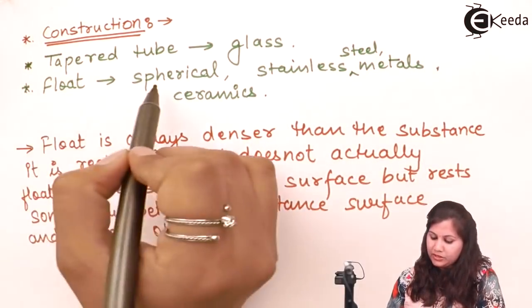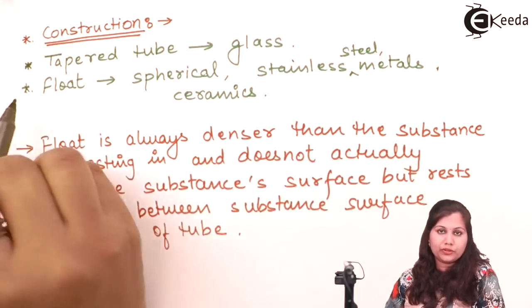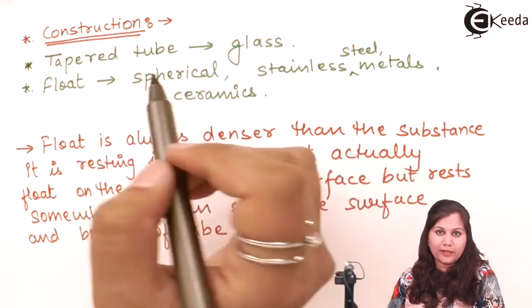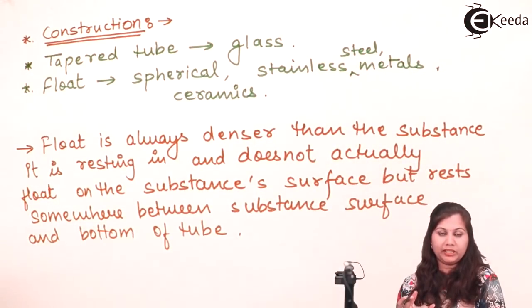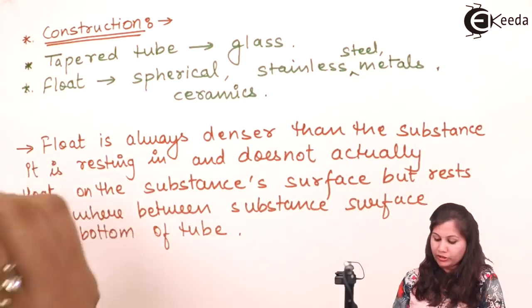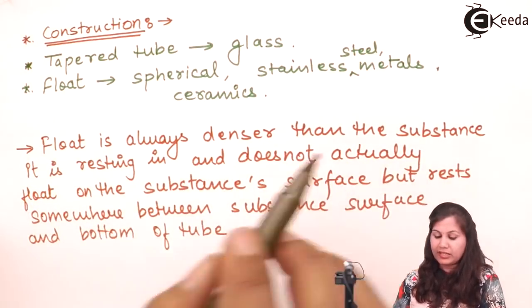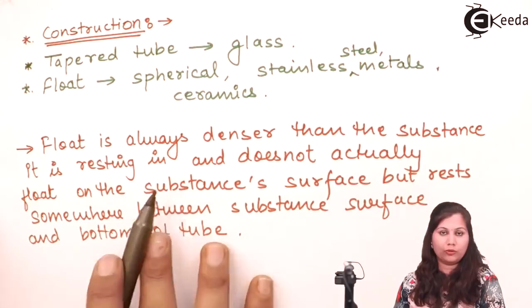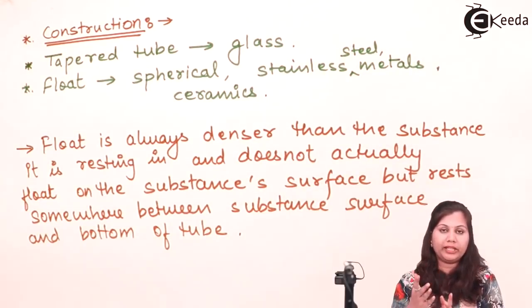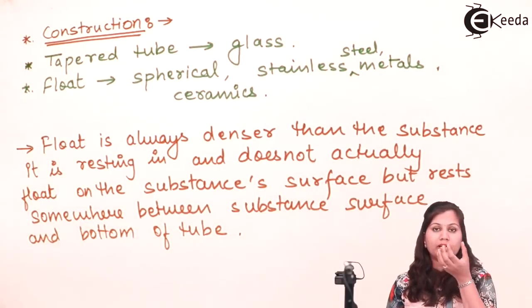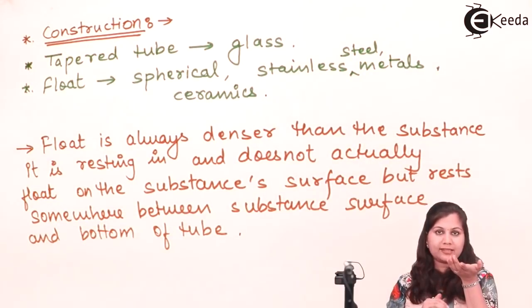Now we have studied the material of which the float is made up of. We have studied its shape, that it is spherical. Now this float should be made up of material that is denser than the substance it is resting in. So suppose we have water as the fluid, and we want to measure the flow rate of the water flowing in a pipe, the float should be denser than the water so that it does not float on the surface.